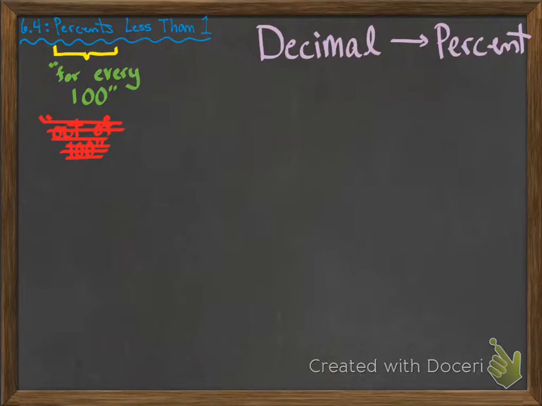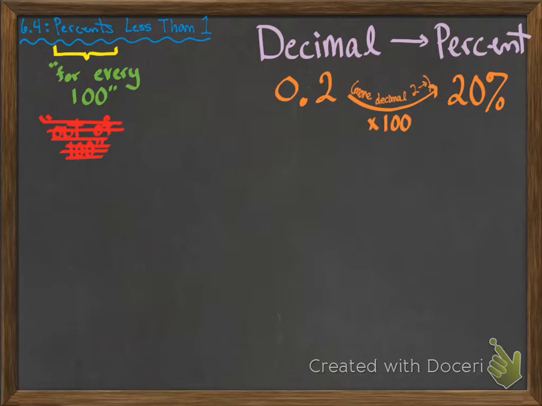Let's start off. We have to know how to change decimals to percents and percents to decimals. So let's start off with decimals to percent. If I give you the decimal 0.2, how do you go from that to a percent? We're going to multiply by 100, which is the same thing as moving the decimal 2 places to the right. So if I take that 0.2 and move the decimal 2 to the right, I get 20%.